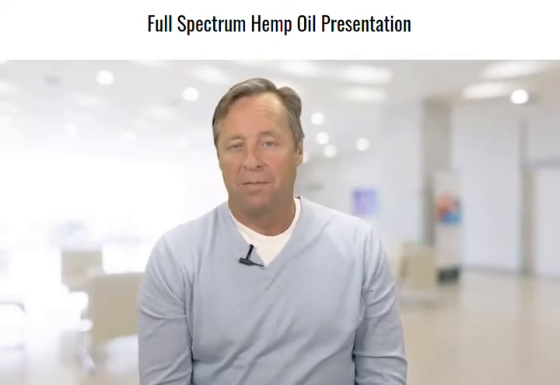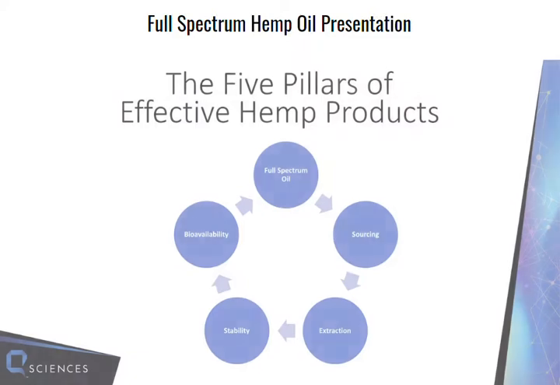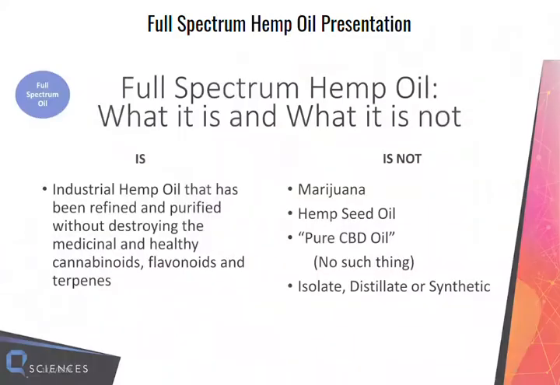And I want to talk to you today about the 5 pillars of full spectrum hemp oil. So the 5 pillars of effective hemp products start with 1 being full spectrum oil, 2 being sourcing, 3 being extraction, 4 being stability, and 5 being bioavailability. Let's talk about those 5 pillars in detail.